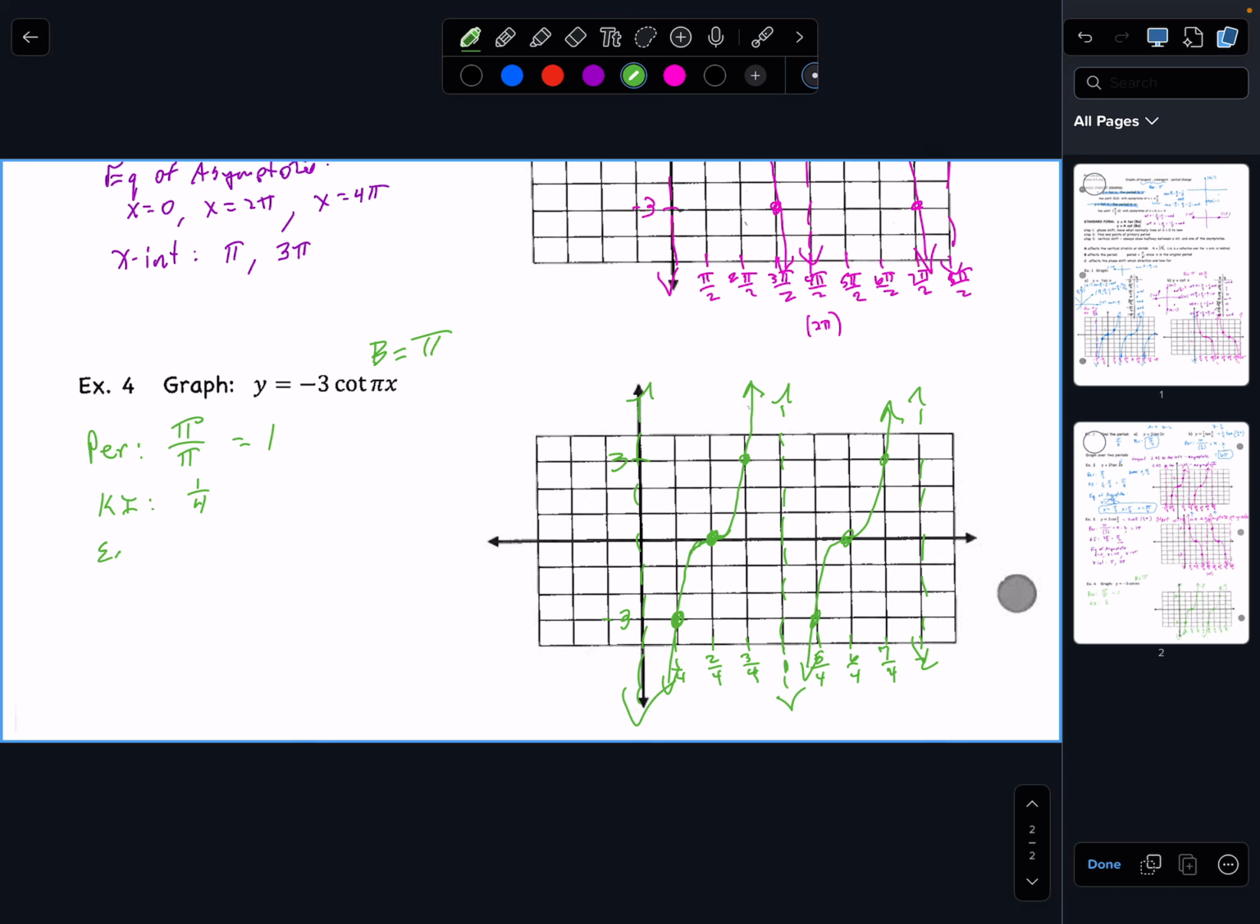So your equations of the asymptotes are x equals 0, x equals 1, and x equals 2. And your x-intercepts are going to be at 1/2 and 3/2. Again, the distance between the asymptotes better be the length of the period. The distance between the zeros better be the length of the period.